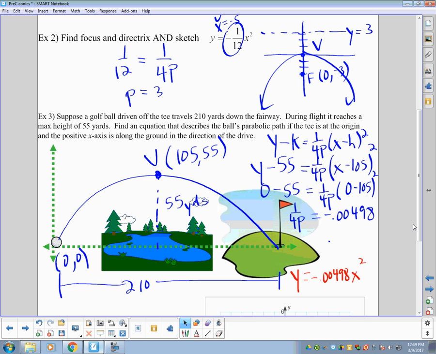Oh, you're right. I see what you're saying. My center is not the origin. So it's y minus 55 equals negative 0.00498, and then I've got x minus, I'm going to run out of room here, 105 squared. So there's the formula that models the flight of my golf ball.